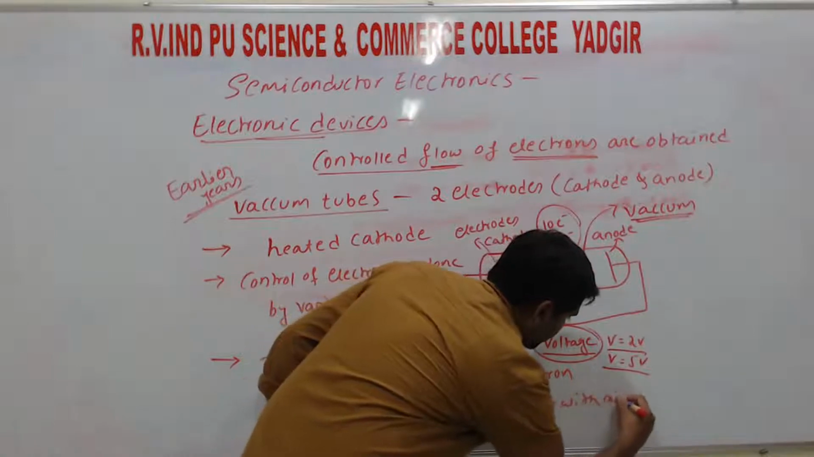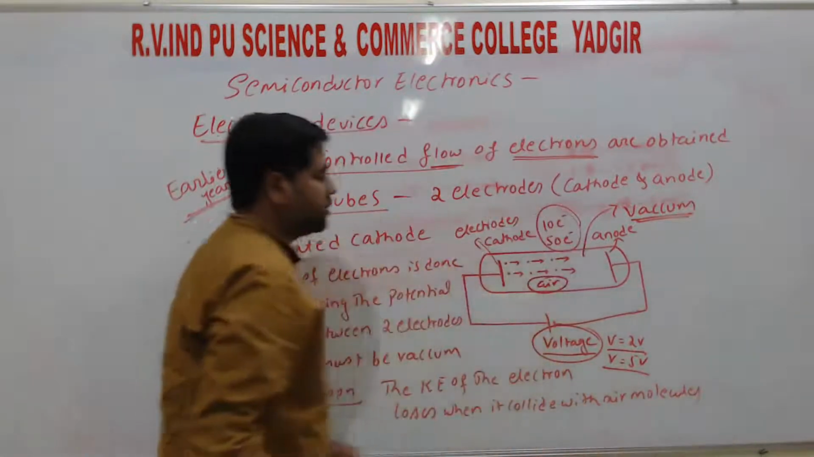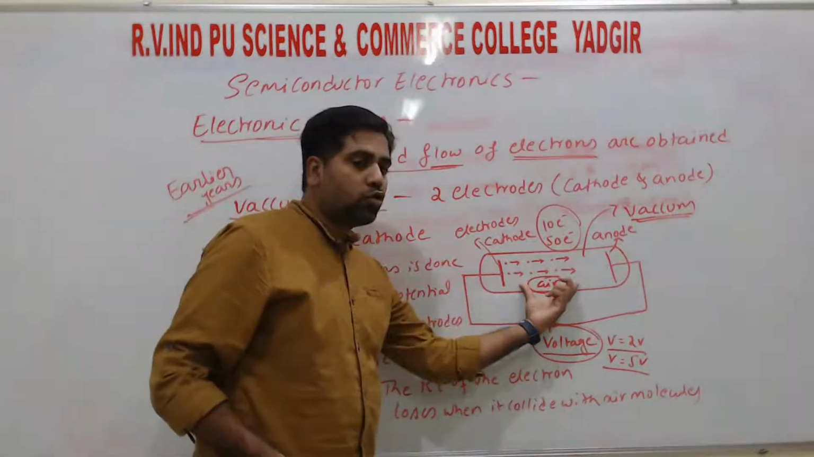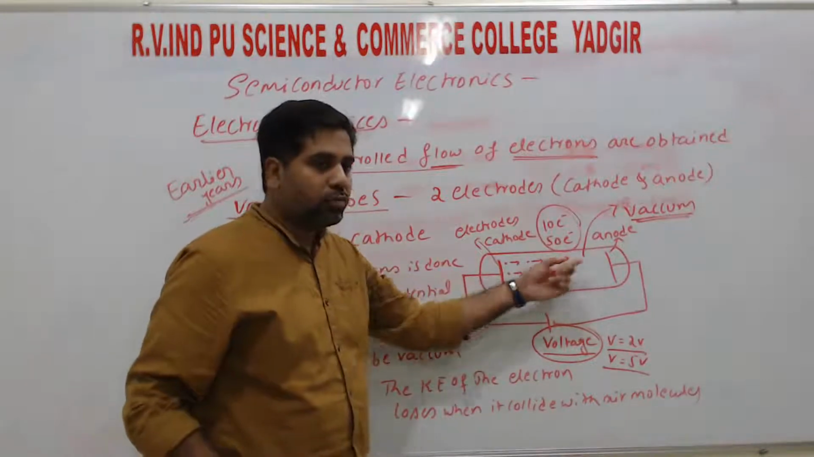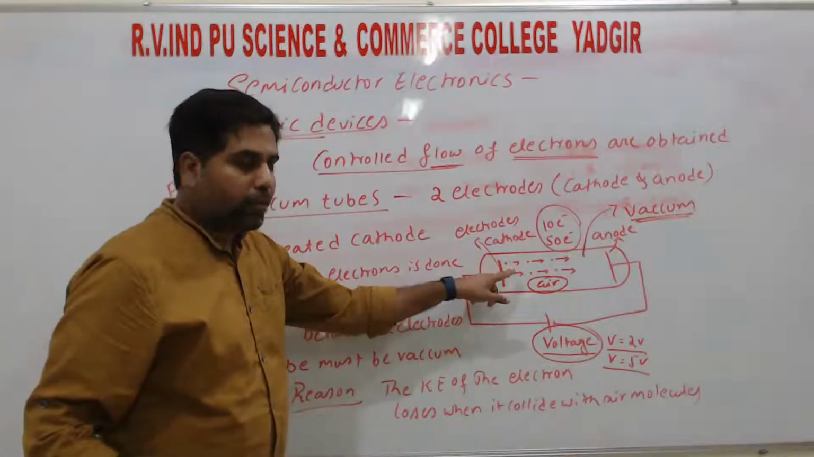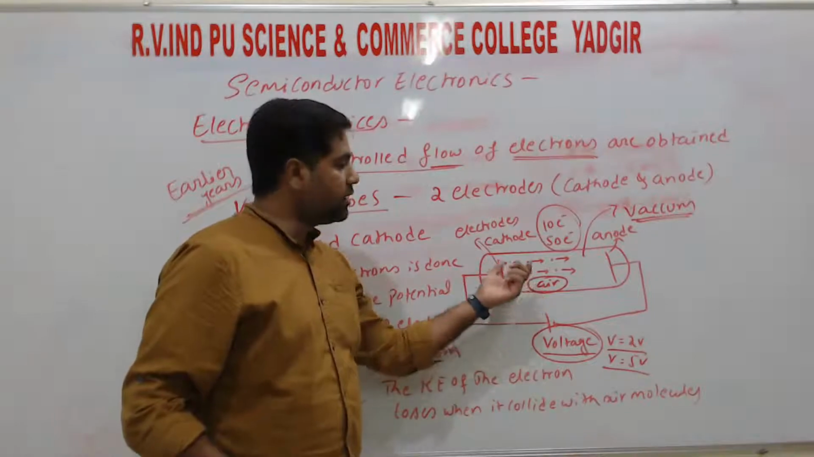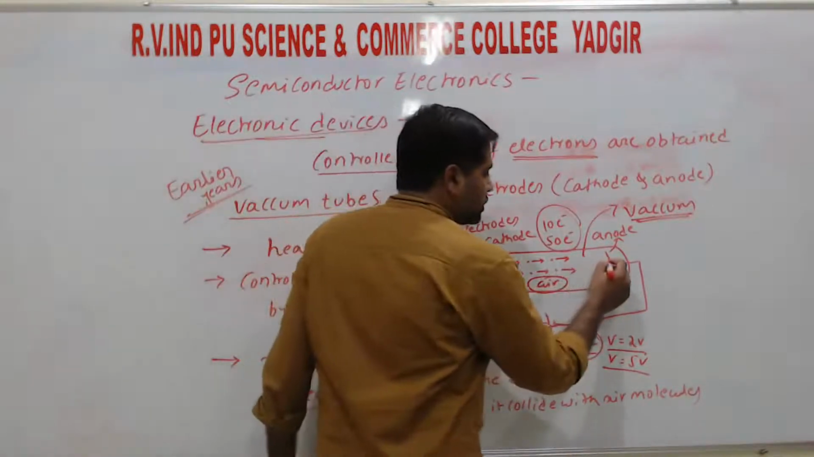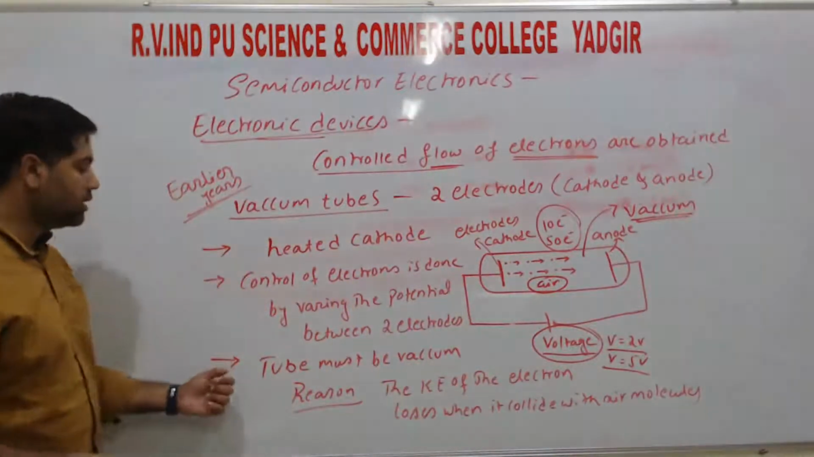with air molecules. So if the tube is not vacuum, then air is present between the two electrodes, right? If the air is present inside the tube, then the energy of the electron is lost, because these electrons collide with the air molecules. So it requires more energy to reach the anode, right? That is the third point.